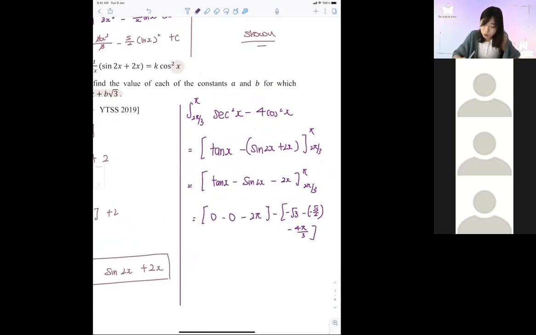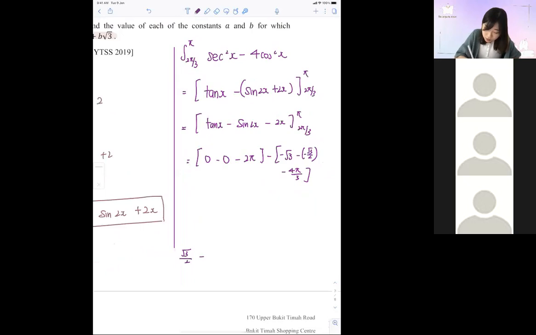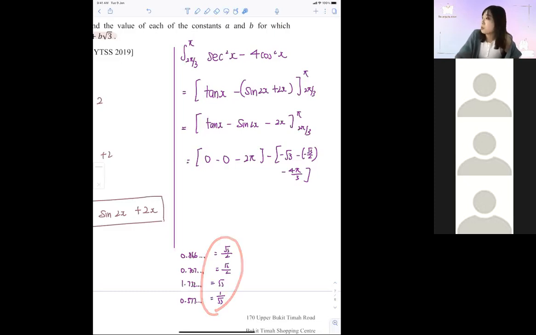There's only 4 numbers to remember. Okay, you can write it down. If it's 0.866 something that you see, that's definitely square root 3 over 2. If you see 0.707, that's definitely square root 2 over 2. If you see 1.732 something, that is square root 3. 0.577 something is 1 over square root 3. You only have these 4 sets of numbers to remember. Okay, it's always either of these 4.